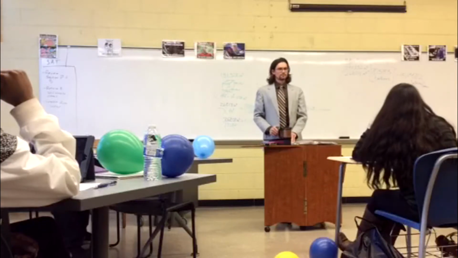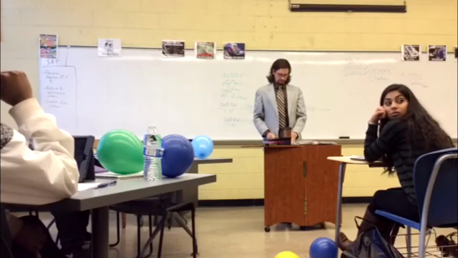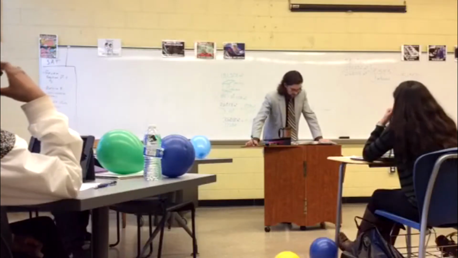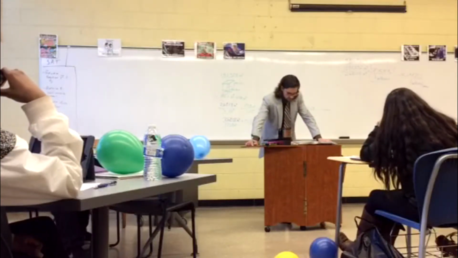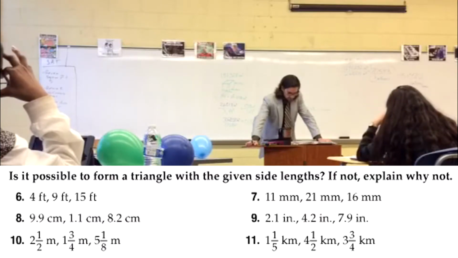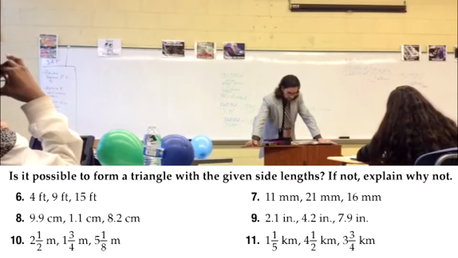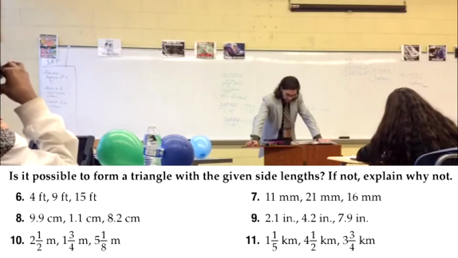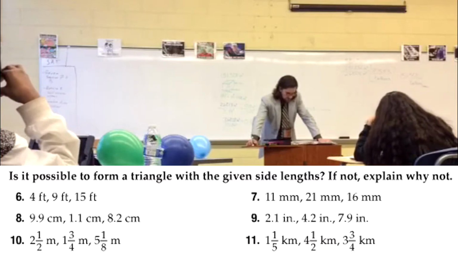What'd you take? 367, 6. You cannot make a triangle out of 4, 9, and 15. Number 8, you can also not make a triangle. You cannot make a triangle in number 10 either.